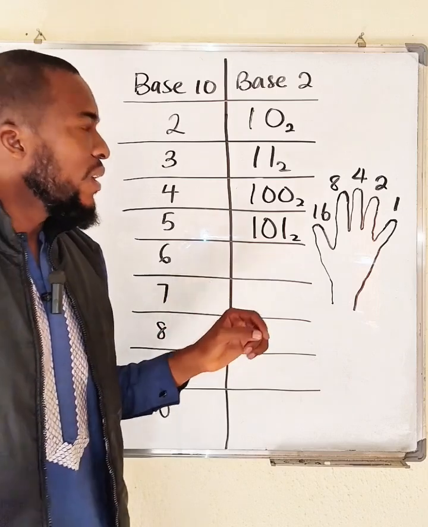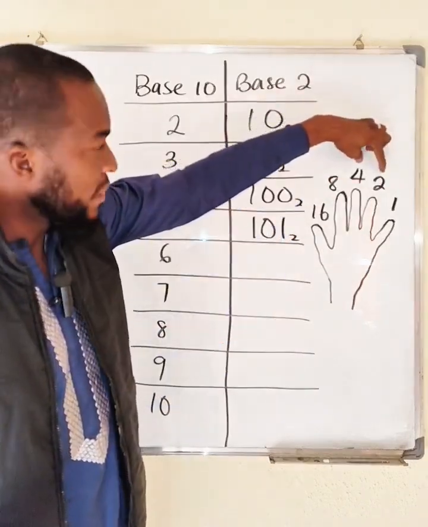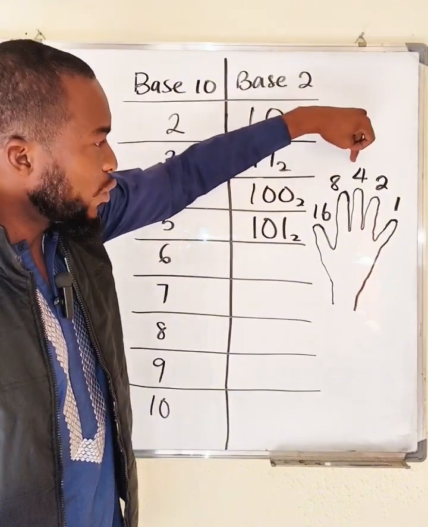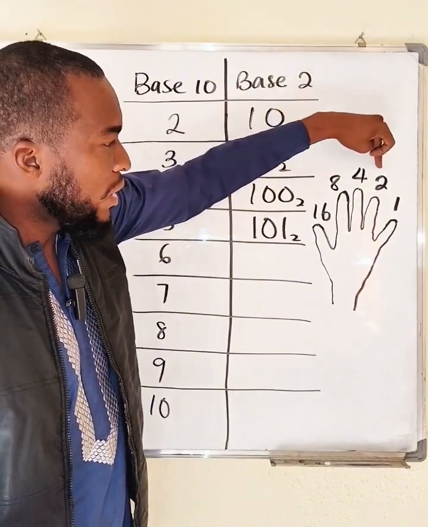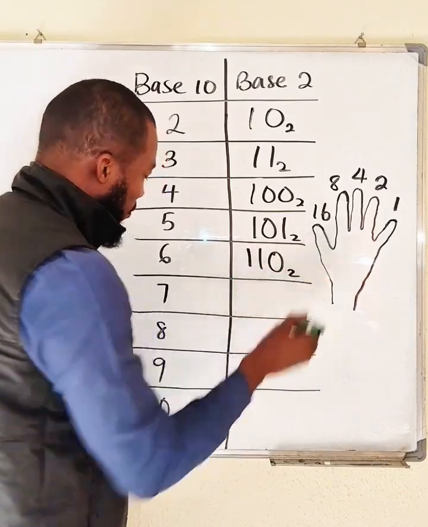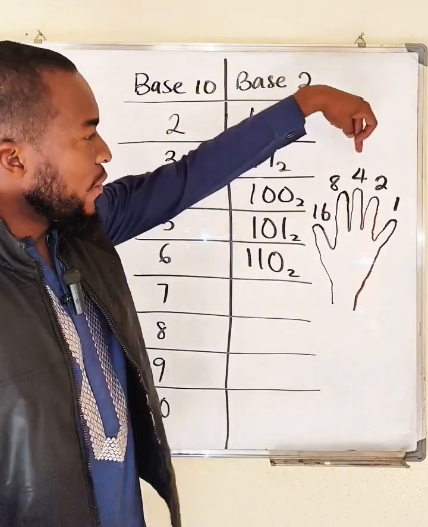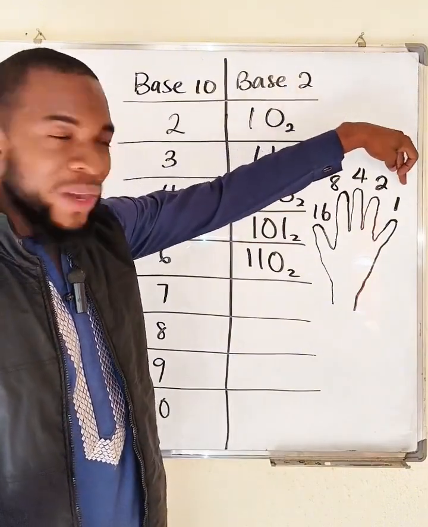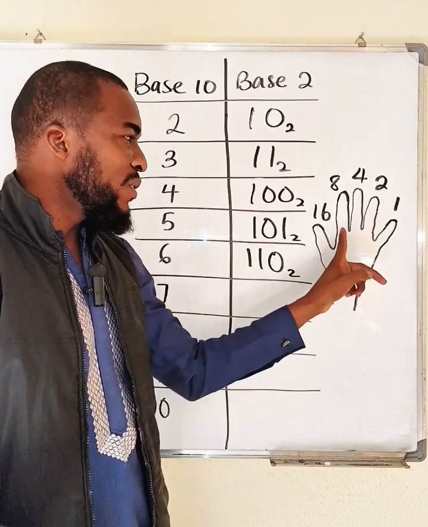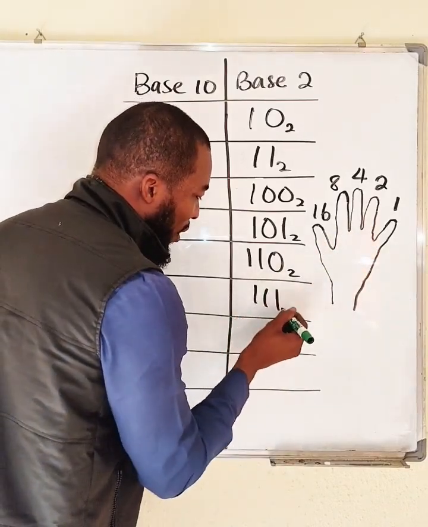What about 6? 6 is not here as well, but I know 4 and 2 will give me 6. So I will start from this because this 2 will be 0. So it will be 1, 1, 0 in base 2. What about 7? Do we have 7? No. Okay, 4, 2 is 6 plus 1 is 7. So these 3 fingers will give us 7. So it will be 0, 0, 1, 1, 1. So I'm just going to write it as 1, 1, 1 in base 2.